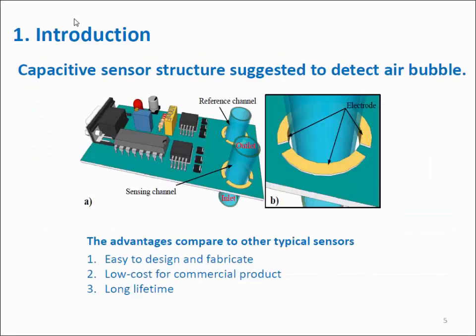So for my study, we suggest a new type of sensors. This is capacitive sensors, and you know there are so many advantages of capacitive sensors: easy to design, fabricate, low cost for commercial product, and long lifetime. And this is my sensor structure suggested. You can see on the picture with the PCB here, and we have two channels for reference channel and sensing channel, and we make the capacitive sensor here and here. And the next picture shows the three electrodes hold the vertical pipe.